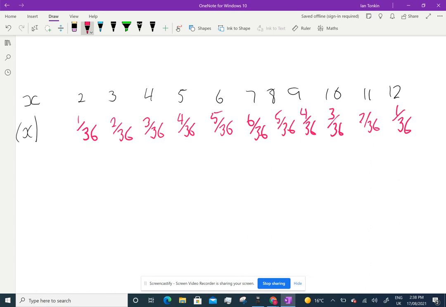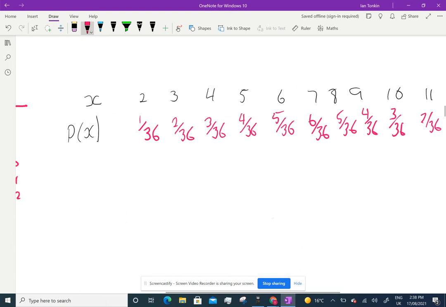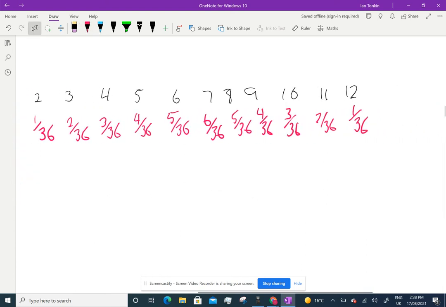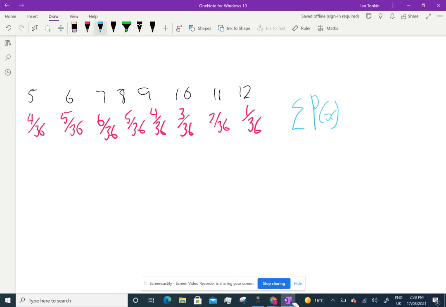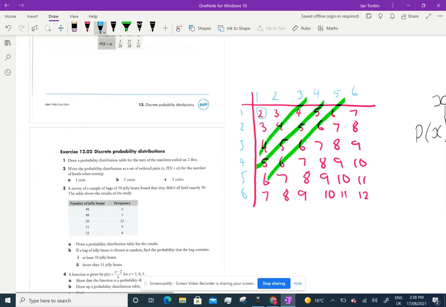You can simplify that, but I like to see it as a whole, because if I were to add all of these up, the sum of all those P of X's must equal 1. That's one of the properties of a discrete probability distribution. So that's all you're doing here.